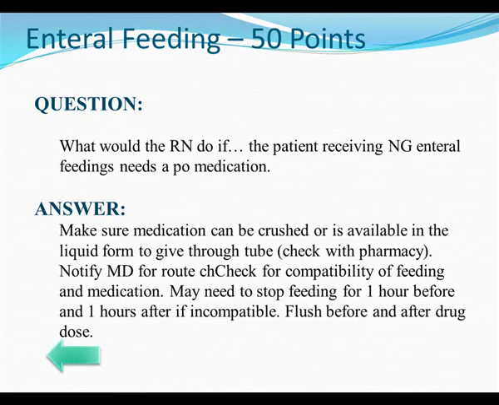Sometimes if it's an extended release capsule, you can call the pharmacy and they'll say, go ahead and open up the capsule. Those little tiny round things inside the capsule are actually what is extended release. It's not the capsule itself. So sometimes capsules you can open up and give, even though they claim to be extended release. Some medicines are available in a liquid form. So check with the pharmacy. There may be something that you can substitute the liquid form for the PO form.